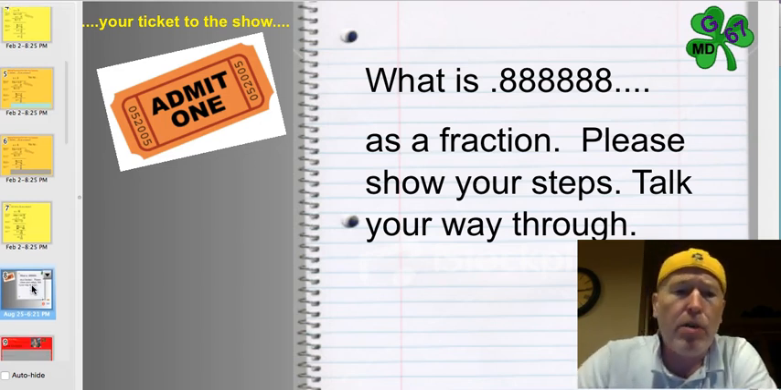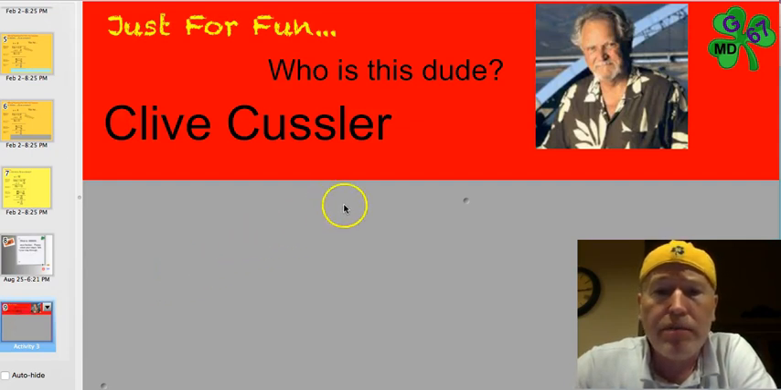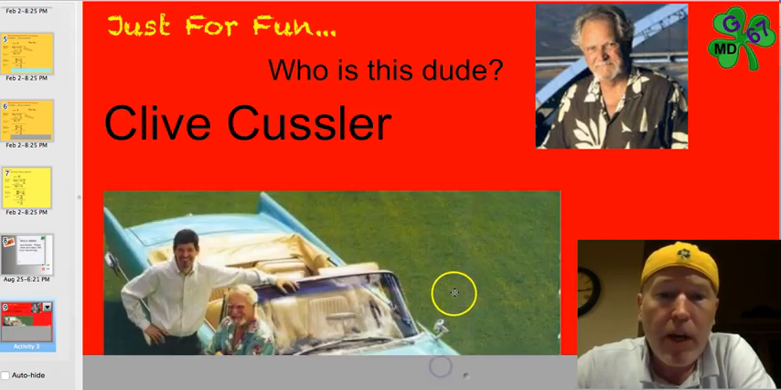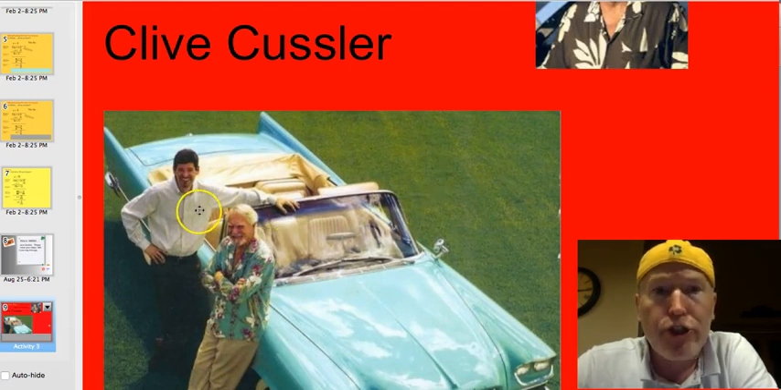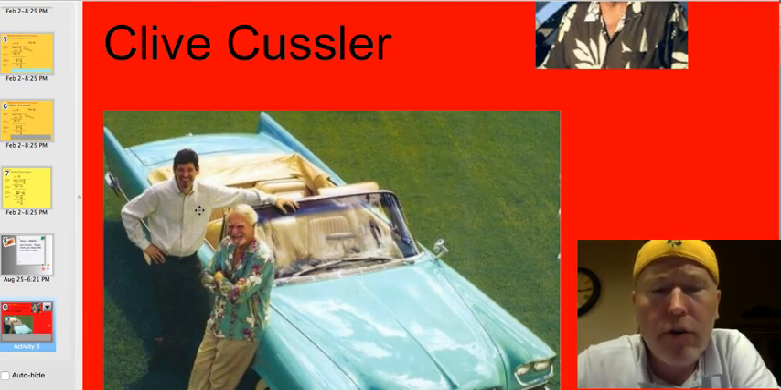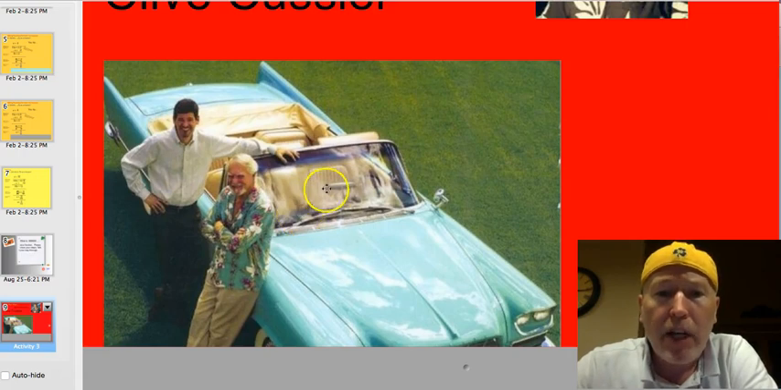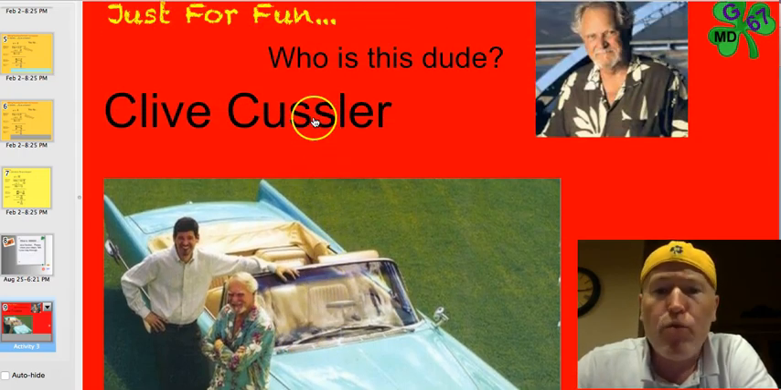All right, answer to the trivia question. Who is Clive Cussler? He's my favorite author, and here's a picture of him and his son, Dirk. Dirk, remember that name. Clive Cussler is a prolific author. He's written tons of stuff.